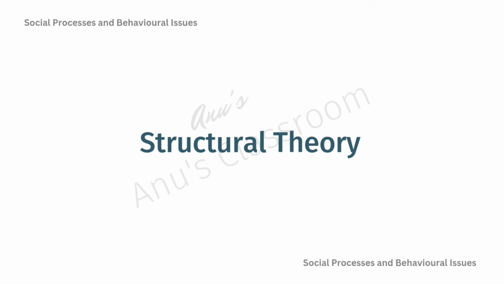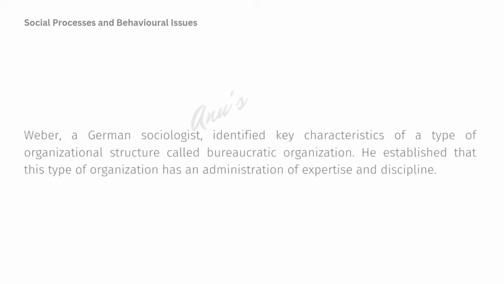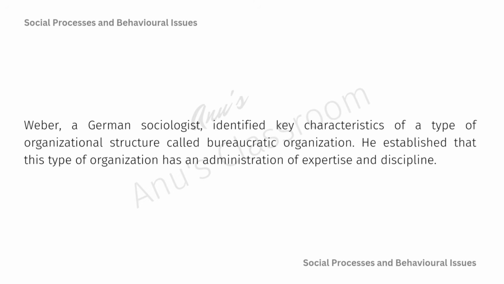Then the third theory in the classical movement is the structural theory, or the bureaucracy theory. This was proposed by Weber, a German sociologist who identified the key characteristics of a type of organizational structure called bureaucracy, or bureaucratic organization. He established that this type of organization has an administration of expertise and discipline.